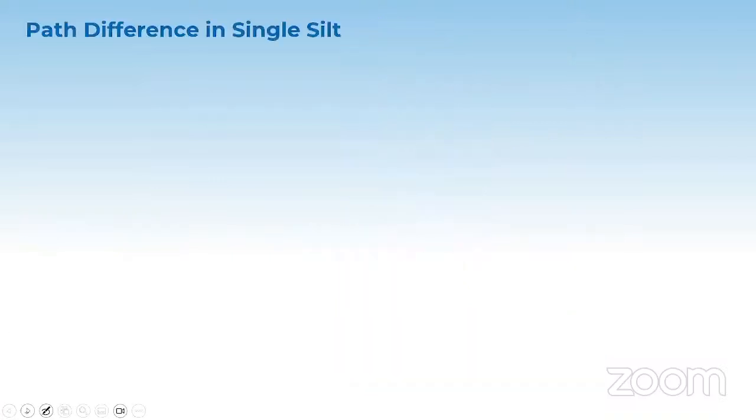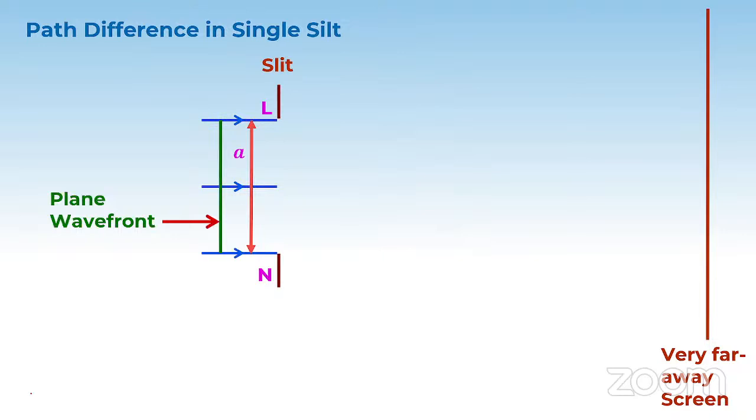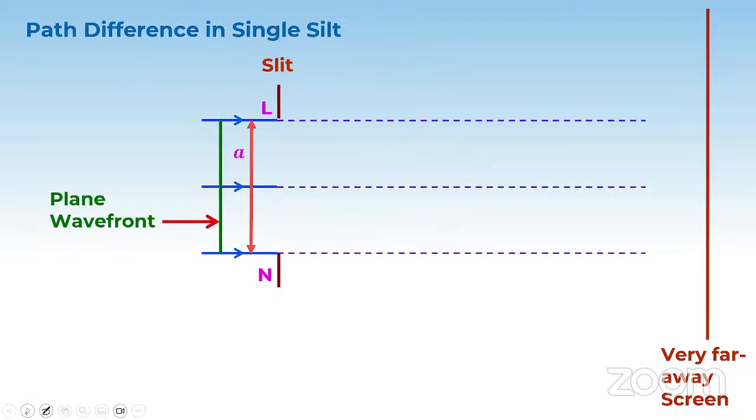Now, we analyzed the path of interference by combining two slits. But diffraction is the phenomenon that you will observe in a single slit experiment. So we will see the path of light in a single slit experiment and calculate the path difference. And then we will understand what is constructive and destructive here. Okay. So suppose we have selected a slit of length A, with edges L and N. And this is the screen which is very far away from the slit. This is the plane wavefront coming in.